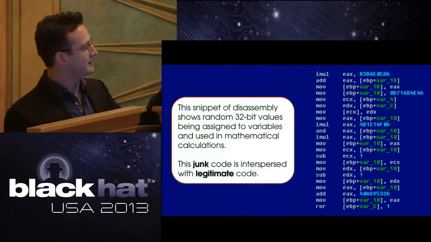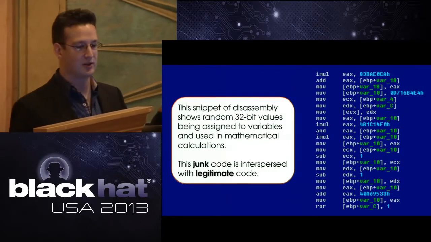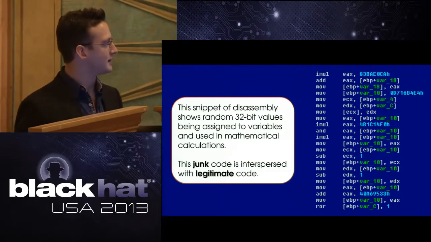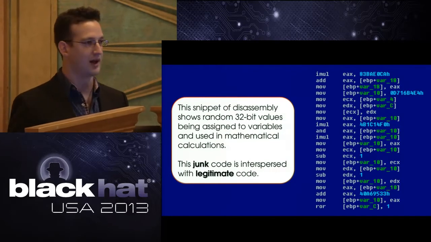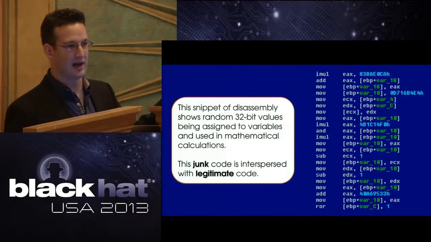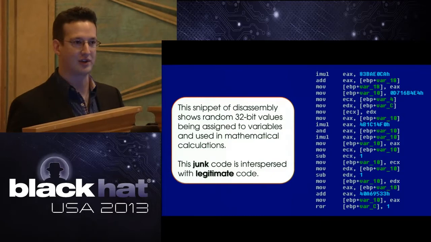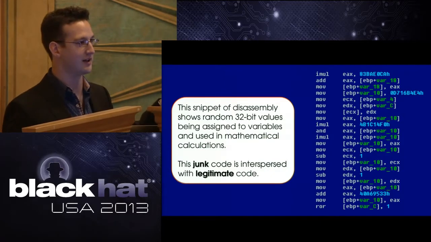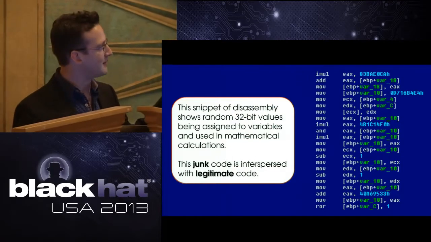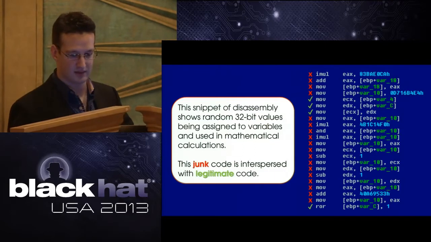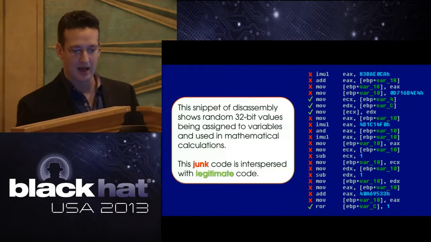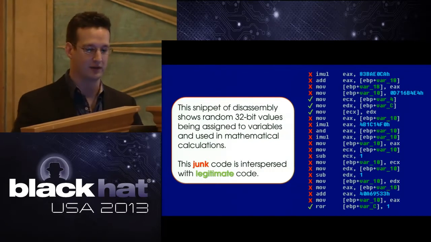Now you can see in the disassembly several random looking 32-bit values getting assigned to various stack variables, and you can see mathematical operations being applied to these values. But the truth is, a lot of this code that we're looking at in this snippet is junk code. It actually isn't semantically relevant to the functionality of the malware, but there is some code in here that is legitimate. If we took time to analyze it, we would find that var10 and var18 are used for junk code, and var4 and varc, the stack variables, are used for legitimate code.